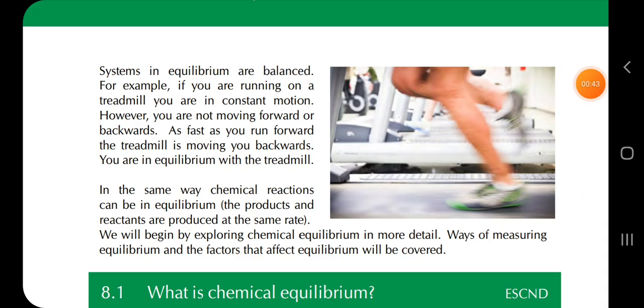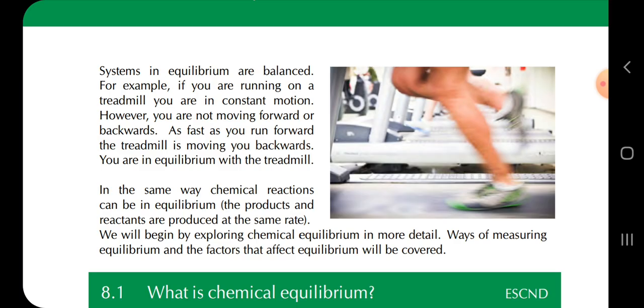So let's look at this. Systems in equilibrium are balanced systems. For example, if you're running on a treadmill, you are in constant motion. However, you are not moving forward or backwards. As fast as you can run forward, the treadmill is moving backwards. The treadmill is going backwards, you are going forward. So you are in equilibrium with the treadmill.